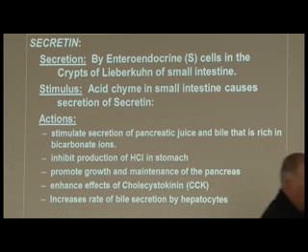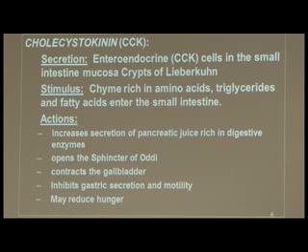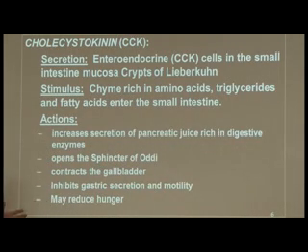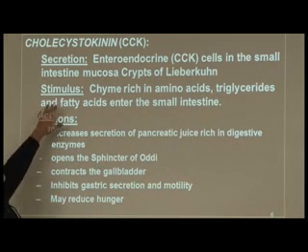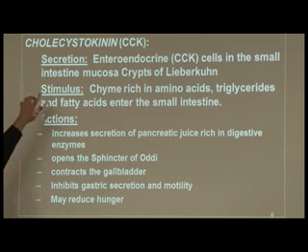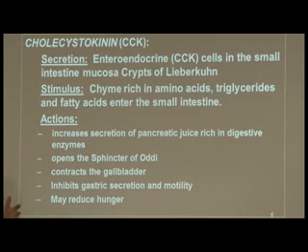So now we're going to talk about CCK, cholecystokinin, which is created again by cells in the crypts of Lieberkühn within the small intestine. They're enteroendocrine cells again. The pattern that we use is we take the subunits of the hormone, so C for chole, C for cysto, K for kinin, and then we create an acronym for the hormone, so CCK. So these are CCK cells.